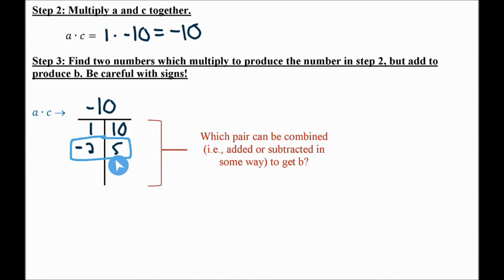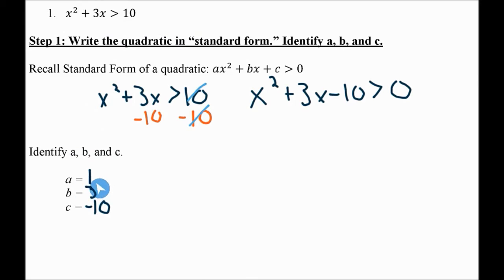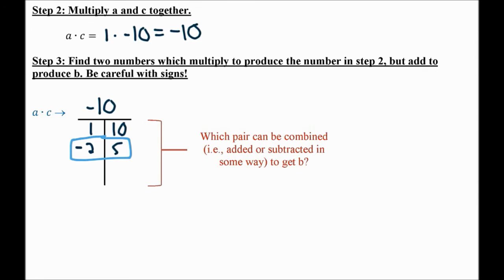Now let's check. Positive 5 times negative 2. Does that give me negative 10? Yes, it does. So that's one constraint that is fulfilled, and then 5 minus 2, that will give me my B, which in this case is positive 3. So I come over here, just to clarify, negative 2 and 5.